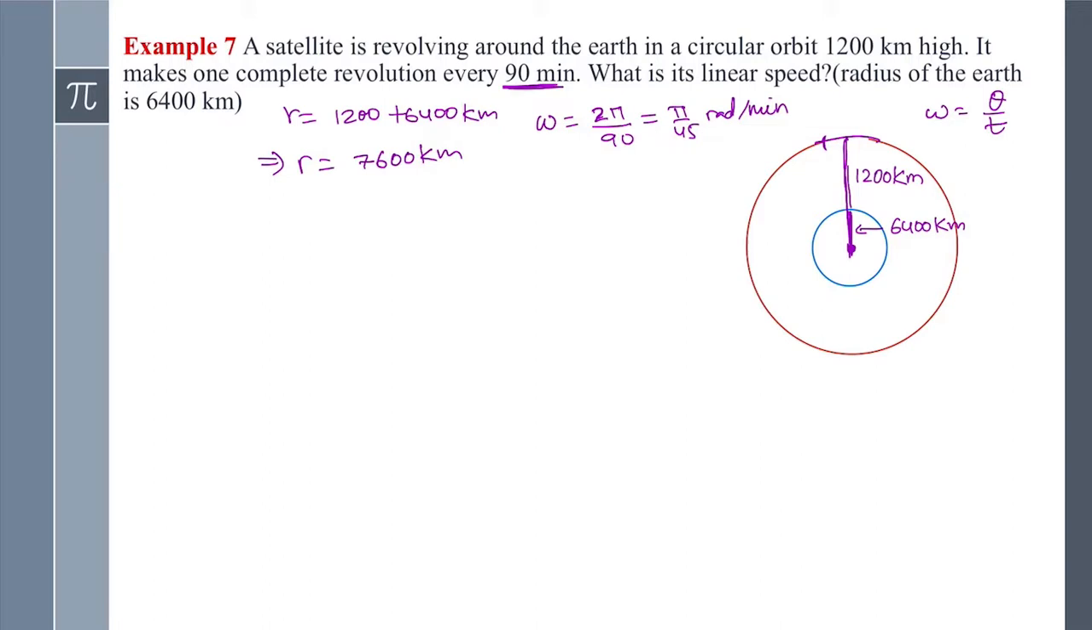Now what we are asked to find is the linear speed. So v, the linear speed, equals radius times omega, the angular speed. So the radius is 7600 times omega, which is pi over 45. Now approximately, if we put this into the calculator, we get 531. So the linear speed is 531 kilometers per minute.